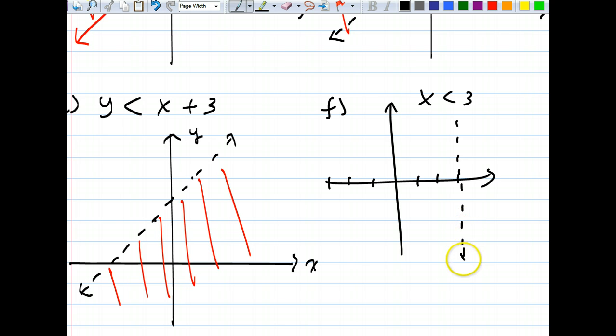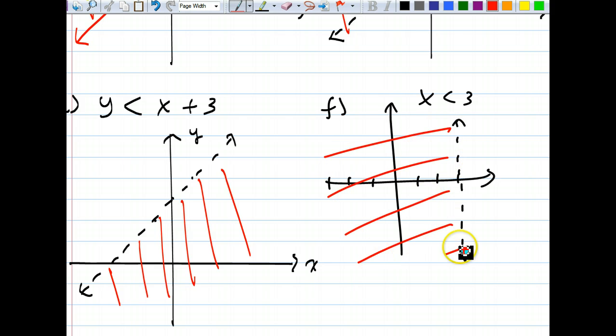Now here's the question. How do you shade above or below? That's what Getty was saying. Well, with a vertical line, you don't have above or below. It says less than 3, so where are all the values of x that are less than 3? On the left side. Very easy. So keep that in mind. All right, very good.